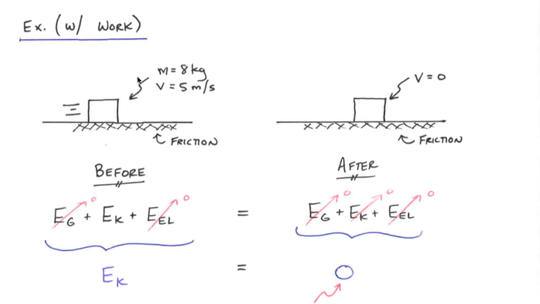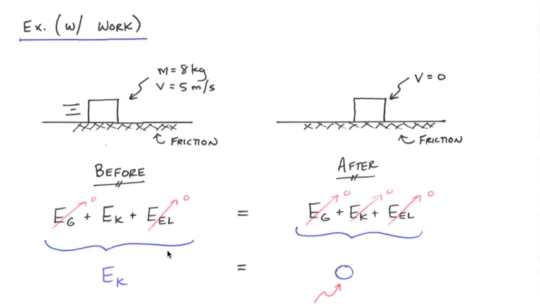You'll notice that even though I'm dealing with a different situation, now there's friction, the process is identical. I look at my total mechanical energy before, and that has to equal the total mechanical energy afterwards. There's no height before, so I have no gravitational potential. There's no spring, so I have no elastic potential. And afterwards, I have no height, no velocity, and no spring.